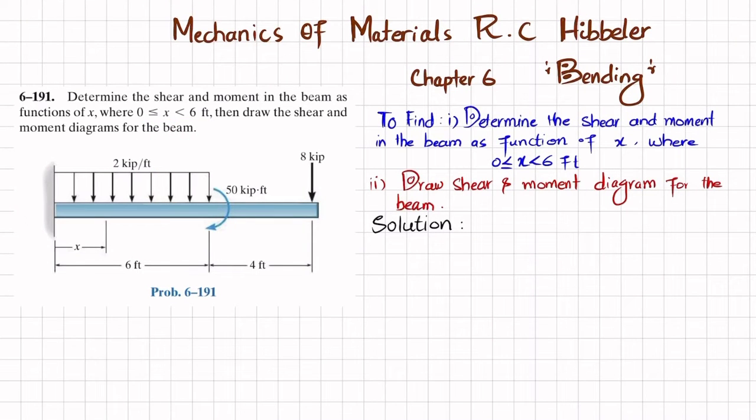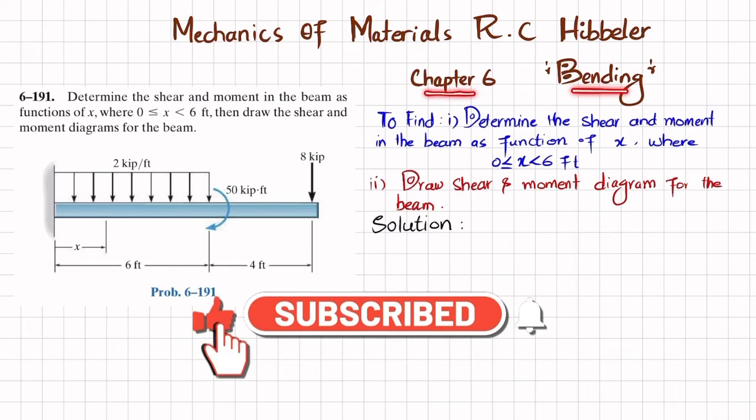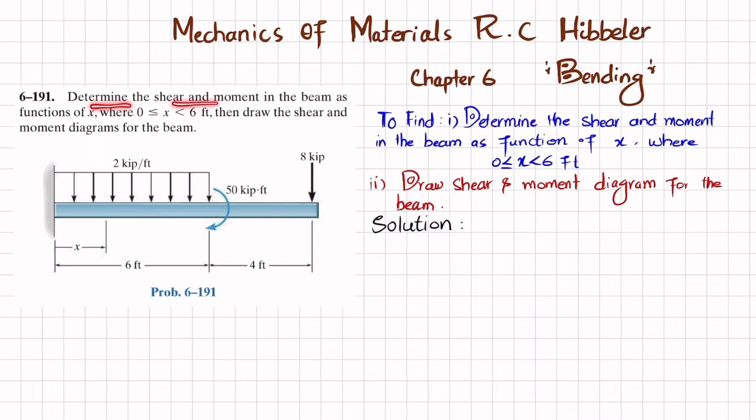Welcome back. Problem 6-191. This problem is taken from chapter number 6, that is bending, and the book name is Mechanics of Materials by R.C. Hibbeler. The statement is: determine the shear and moment in the beam as a function of x, where x is greater than 0 and less than 6 feet. Draw the shear and moment diagram for the beam.